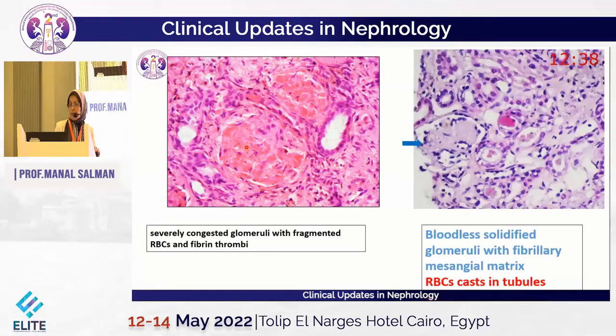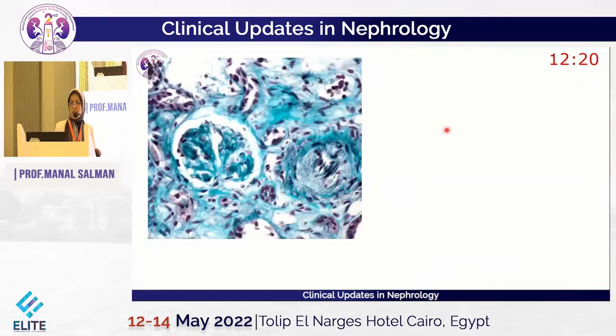This was a case of HUS, and we have here a small solidified glomerulus. This is a very collapsed solidified glomerulus. There is merging between the mesangium and the capillary wall, and we have some fragmented RBCs in the background with no details in this glomerulus. This is a Masson trichrome stain showing the solidified glomerulus with some fragmented RBCs in this mesangium. And we can see here a small artery with mucoid thickening of the intima, and there is marked narrowing of the lumen.